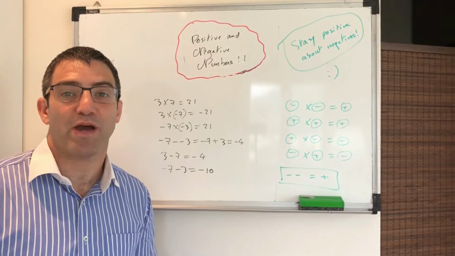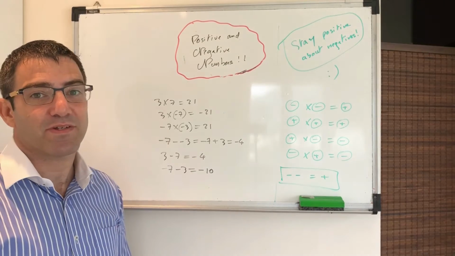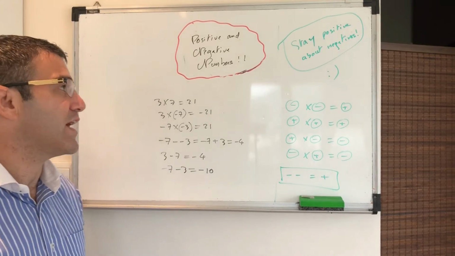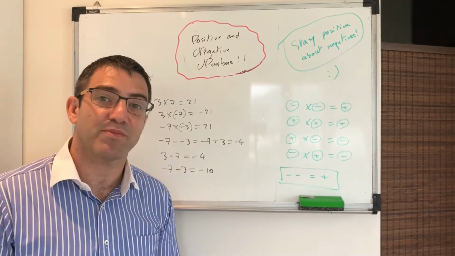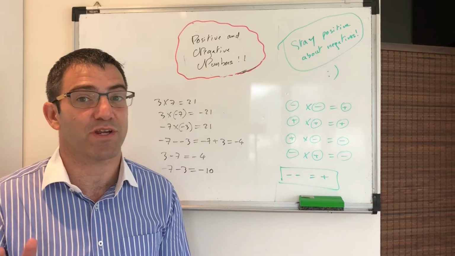Today I'd like to talk to you about positive and negative numbers. Positive and negative numbers are not so difficult to handle. You know how to deal with positive numbers already. You know how to multiply, for example, 3 by 7. You know that 3 times 7 is 21.